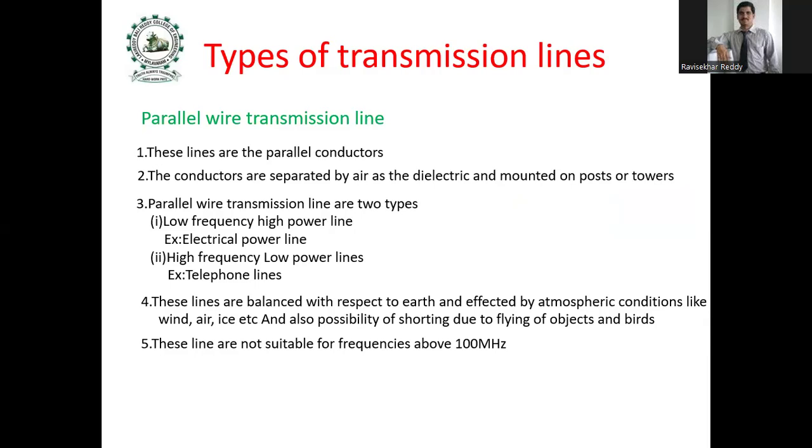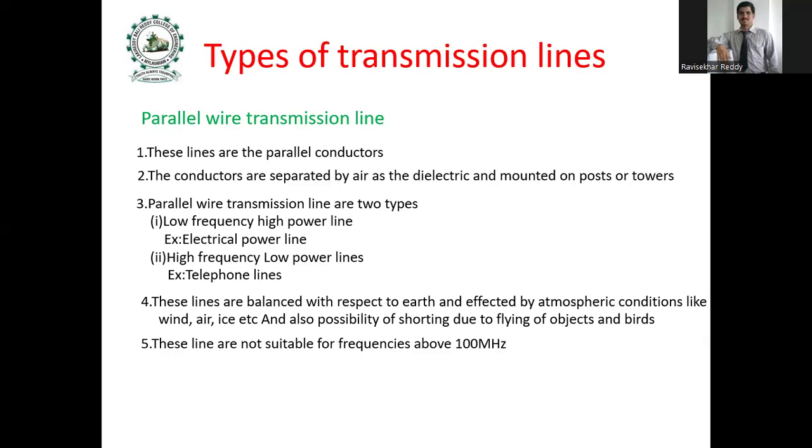Parallel wire transmission line is a combination of two parallel conductors. These conductors are separated by air as dielectric and mounted on posts or towers. There are two types of parallel line transmission lines. First one is low frequency high power lines, and second is high frequency low power lines. An example of a low frequency high power line is the electrical power line. An example of high frequency low power lines is telephone lines.